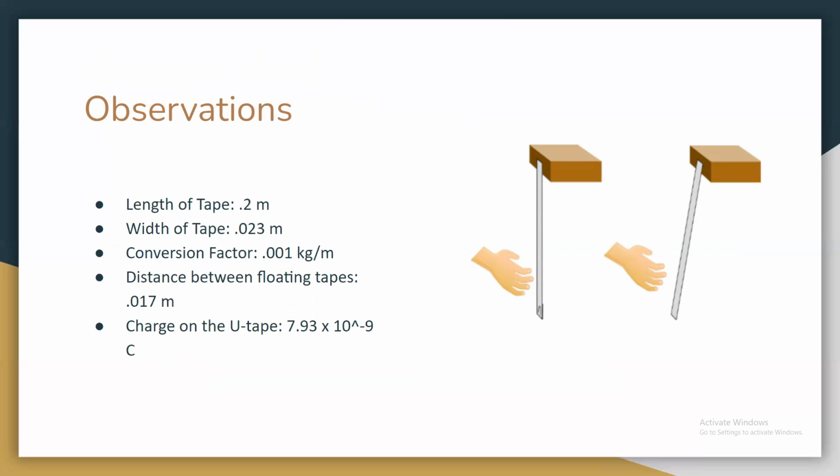Here are some of my constant observations from my experiment. My tape was about 0.2 meters long. The width of the tape was 0.023 meters. The distance when the top tape began to float was 0.017 meters, and then the charge on the tape was 7.93 coulombs.